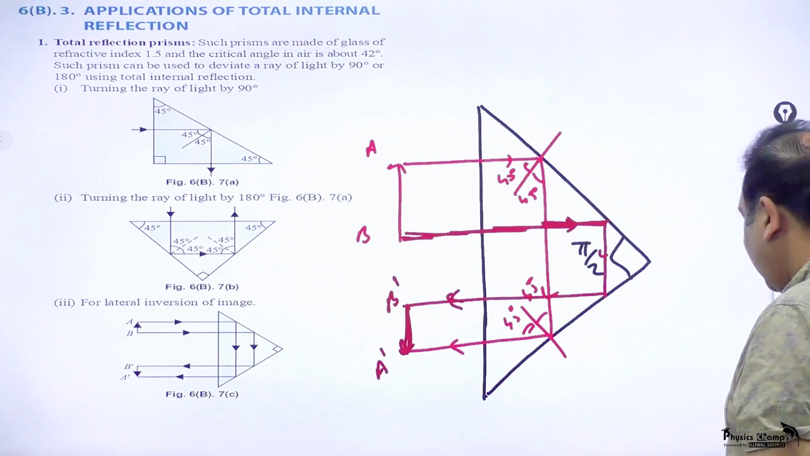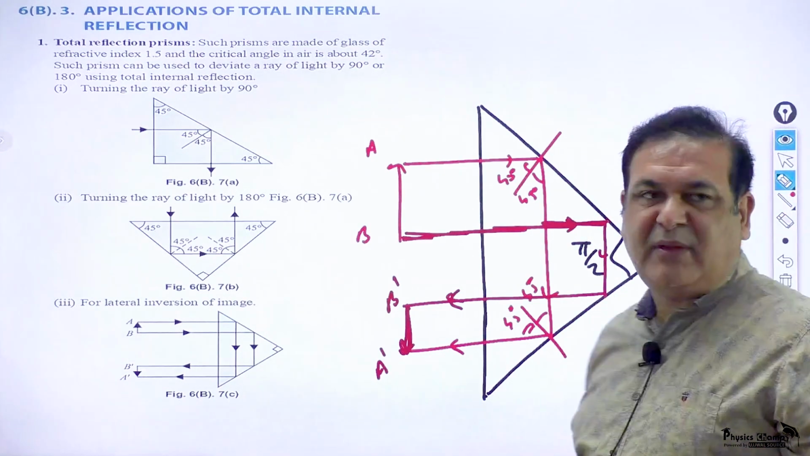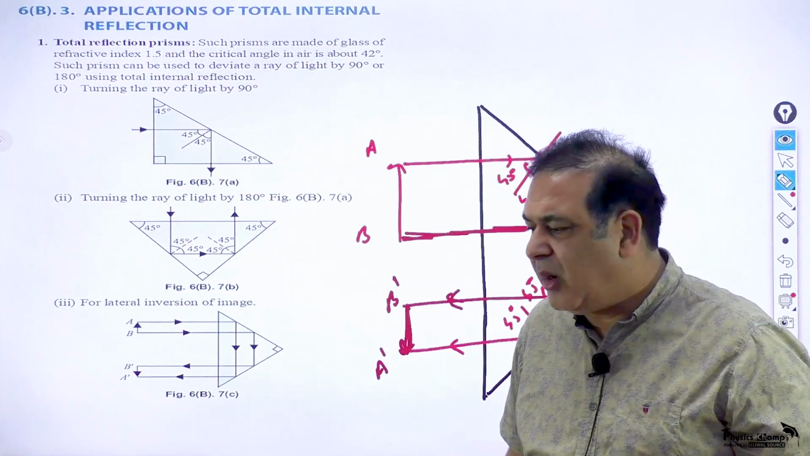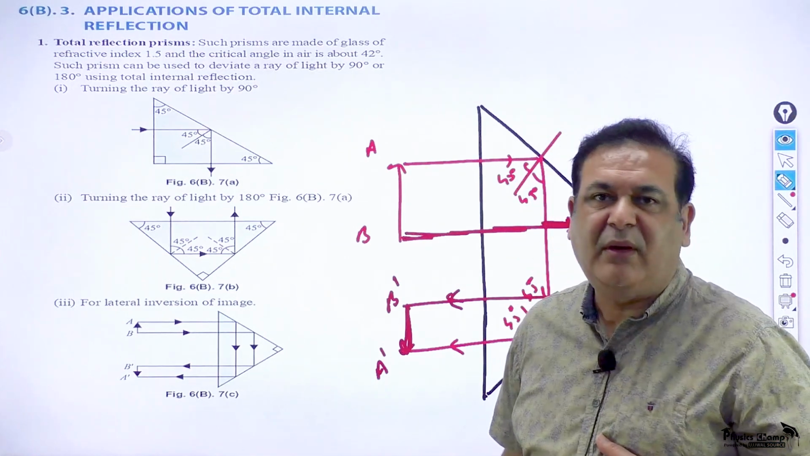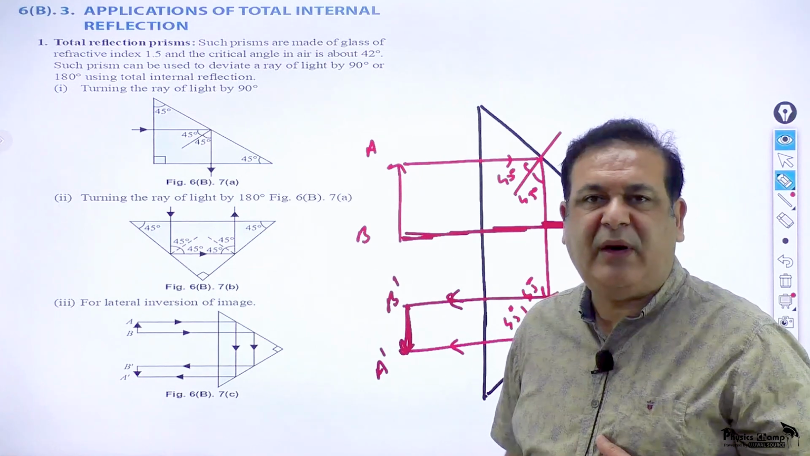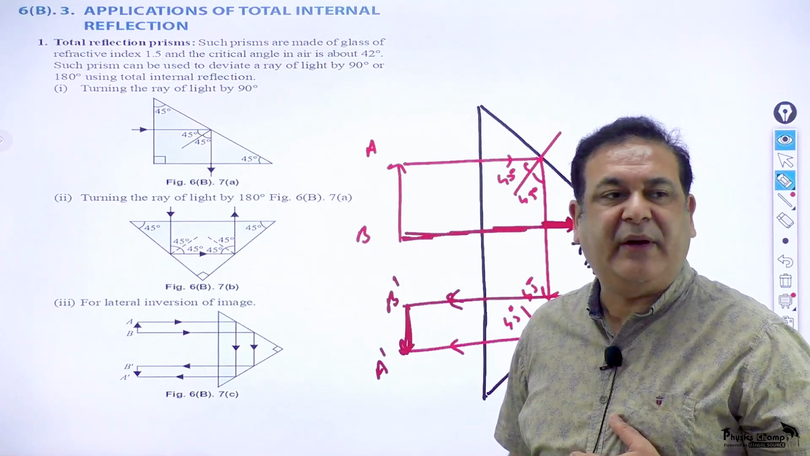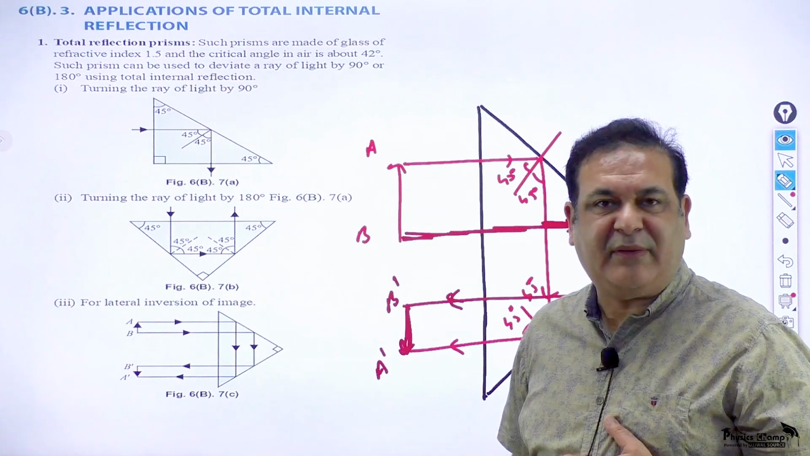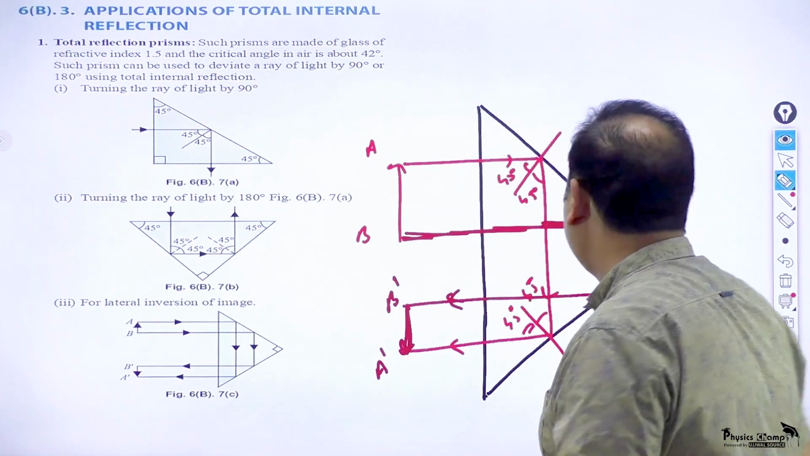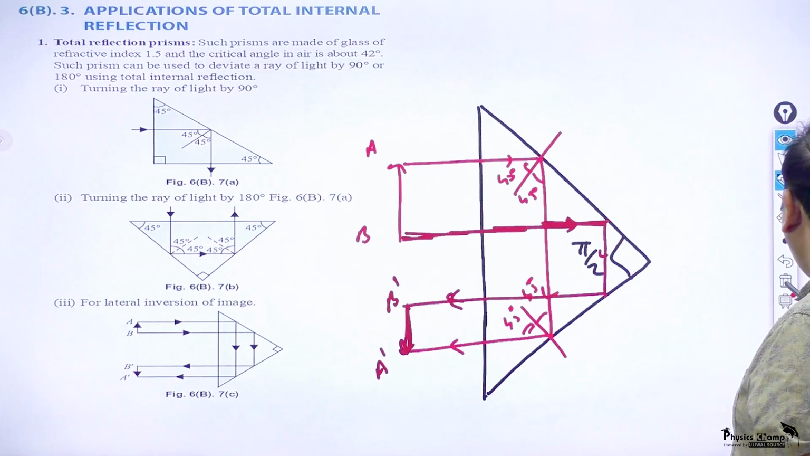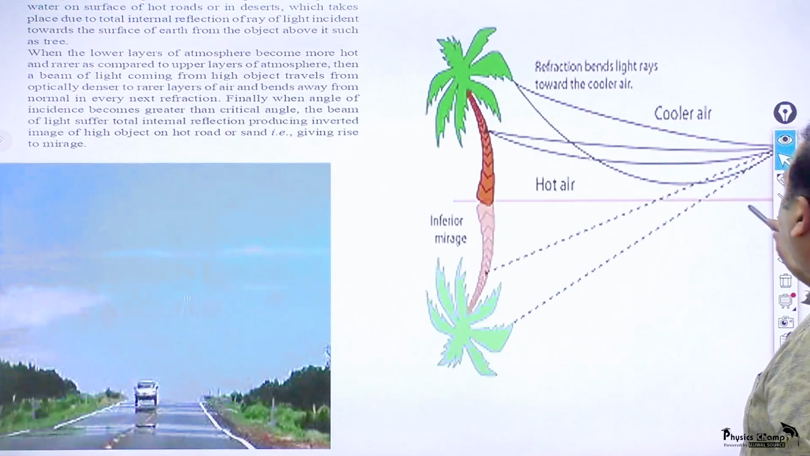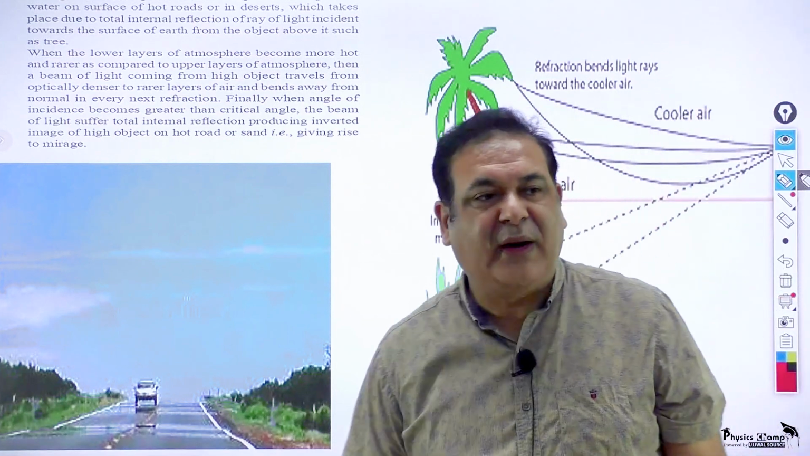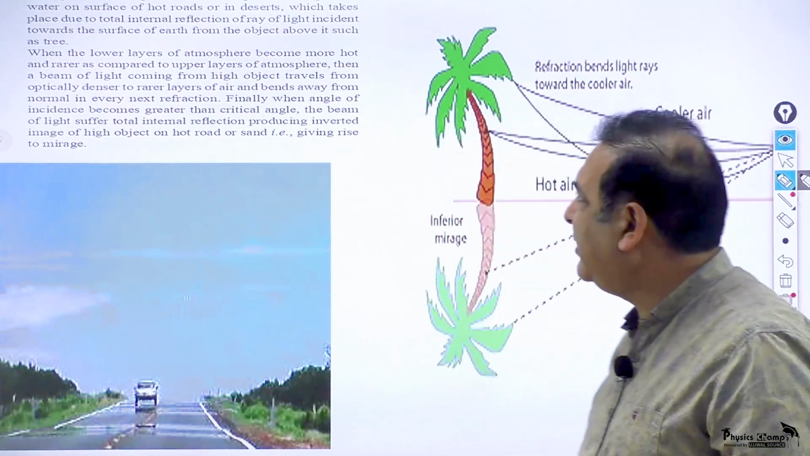So there are three cases, and a question can be asked in the exam, simple question. In a right angle prism, show how by total internal reflection you will change the path of the ray by 90 degree, by 180 degree, or you will get an inverted image of the same intensity. So very well within your reach, you could understand it well, and then some very important, some very usual thing that you observe, and it is mirage.